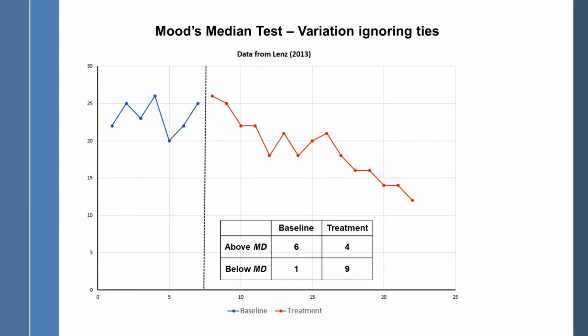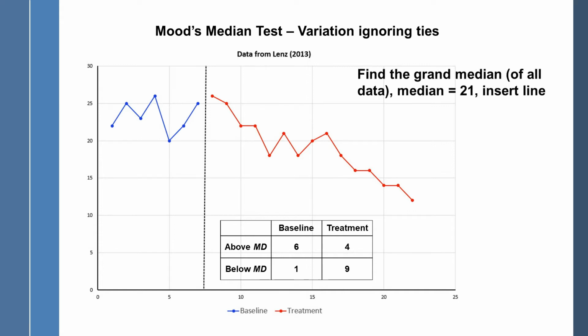So let's apply it to some data. Here you have data provided by Lens, and I talk about this data set in one of my previous articles on the percentage of non-overlap data, or PND. So here is what you do to get the Mood's median test in SPSS. You can enter the data directly, but if you don't have a raw data set and you want to use a 2x2 classification table, this is how you would do it.